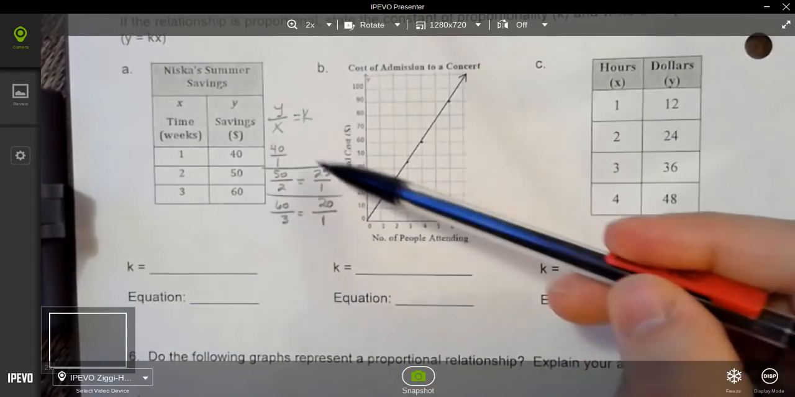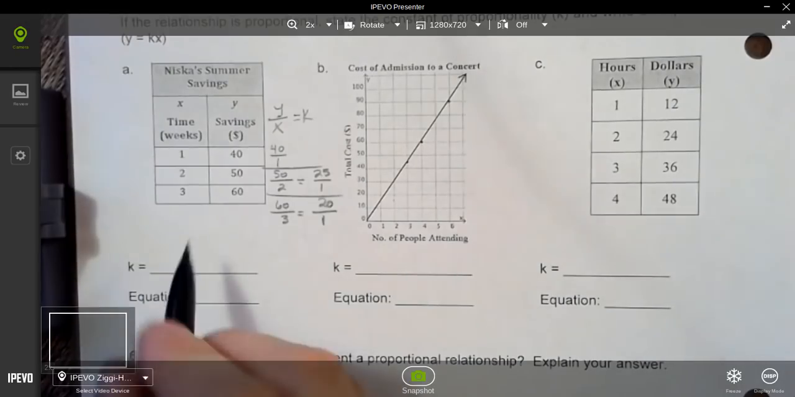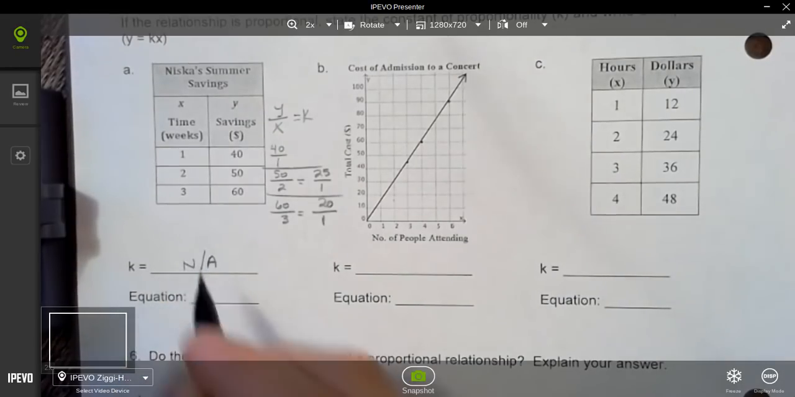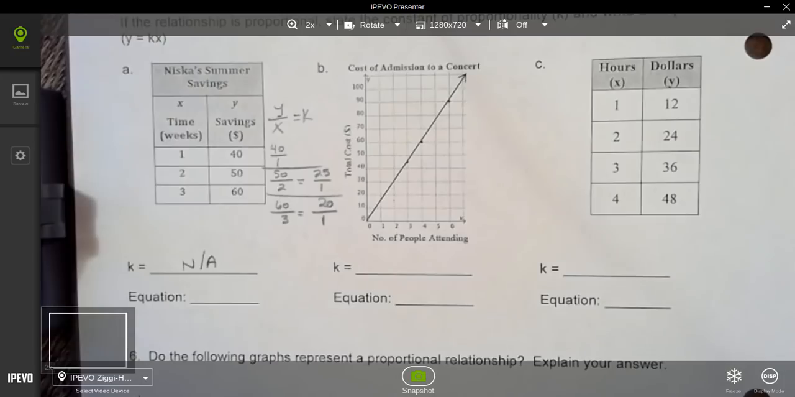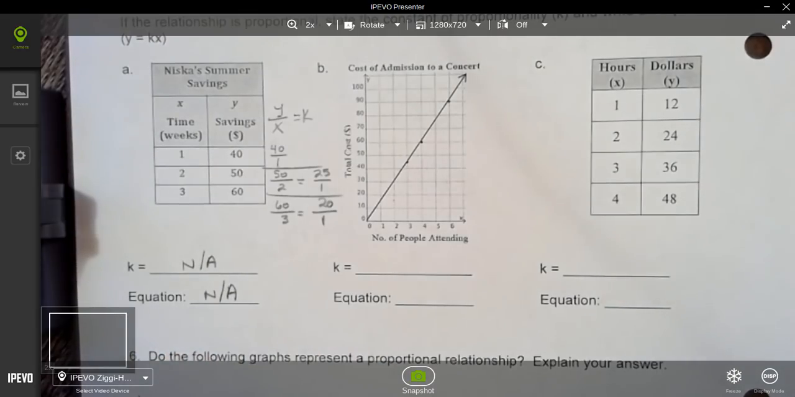And now I look at my 3 unit rates here, and I notice that they're all different. There is not a constant unit rate, which means that there is not a constant of proportionality. So for k, I'm just going to write NA. There is no constant of proportionality. And since this isn't a proportional relationship, I'm also not going to be able to create my equation, so I'm just going to write NA as well. So that's how we can tell from a table. We set up our unit rates and see if there is a constant unit rate.